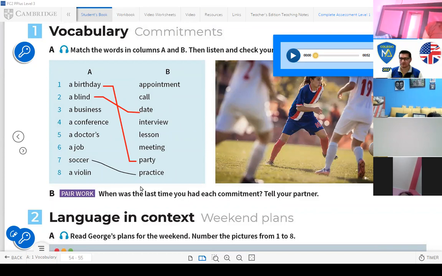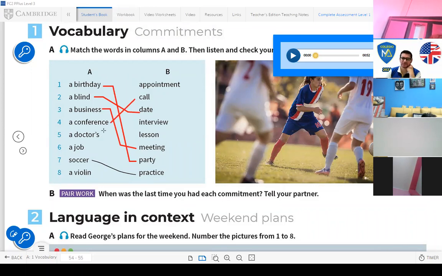Oh, yeah, the next part. The next part says a business. What do you think? A business, appointment, call, interview, lesson, meeting. Yeah, a business meeting, right? What is a meeting? Es una reunión, ¿no? A business meeting, una reunión de negocios, okay? What else? A conference. What should be the answer? A conference call, maybe.